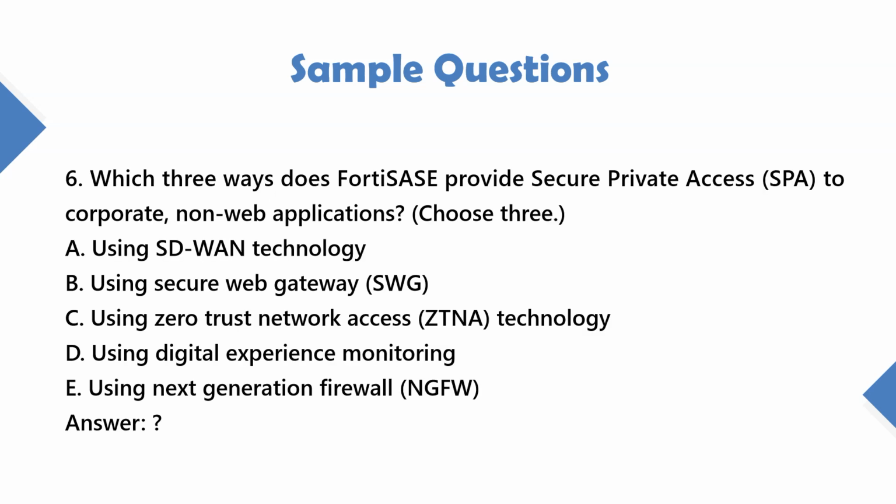6. Which 3 ways does FortiSASE provide secure private access (SPA) to corporate, non-web applications? Choose 3. A. Using SD-WAN technology. B. Using Secure Web Gateway (SWG). C. Using Zero Trust Network Access (ZTNA) technology. D. Using Digital Experience Monitoring. E. Using Next Generation Firewall (NGFW).